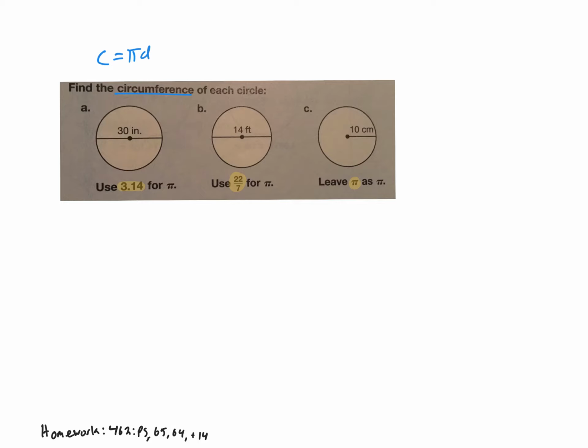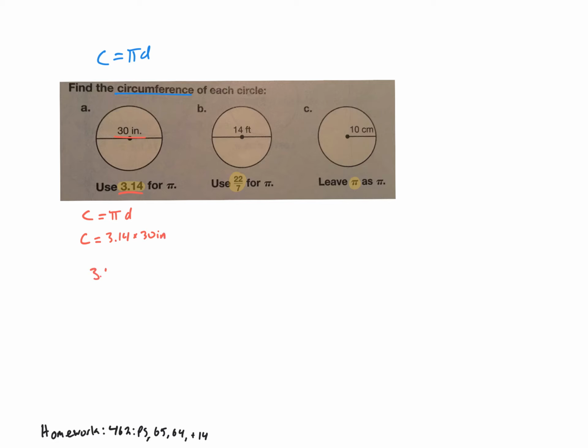I know that my circumference is equal to pi times the diameter. And looks like here my diameter is 30 inches. They also asked us to use 3.14 instead of pi. So to find the circumference, I'm going to say 3.14 times 30 inches.